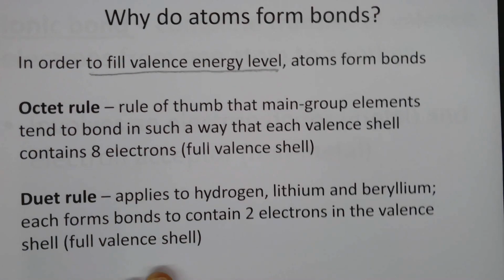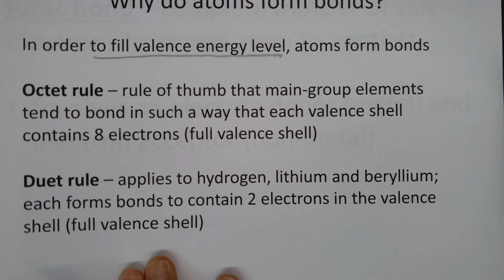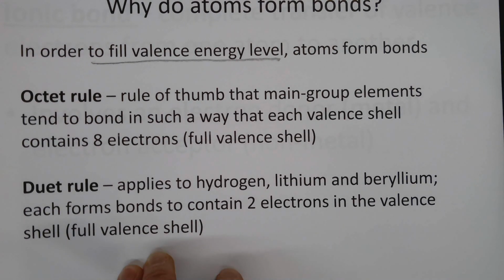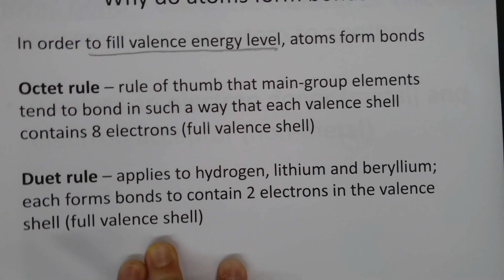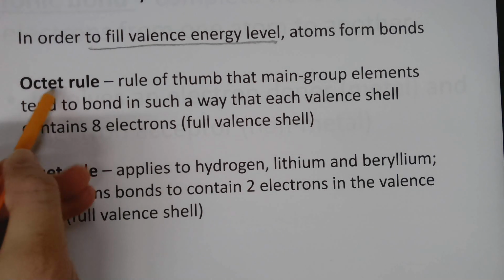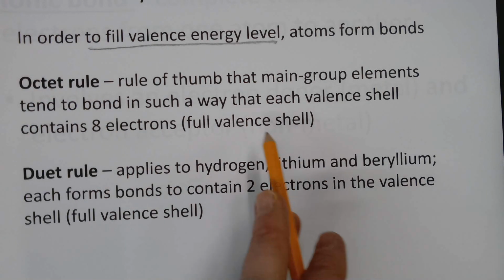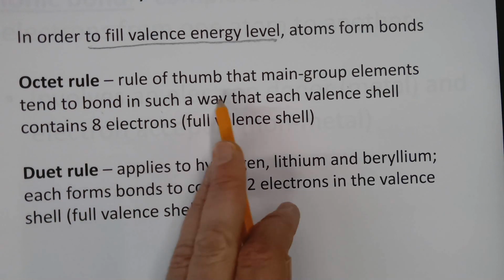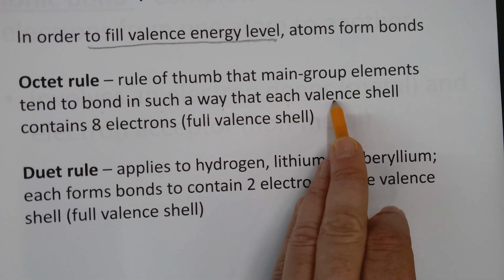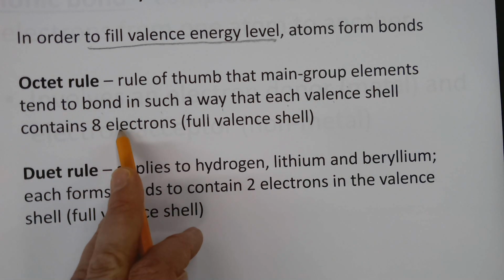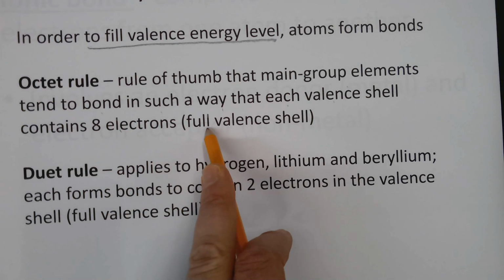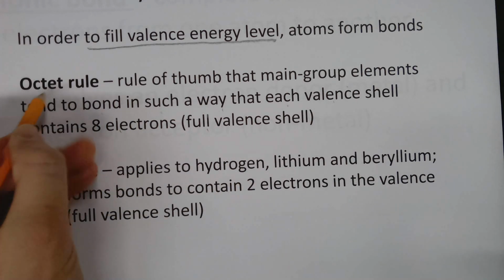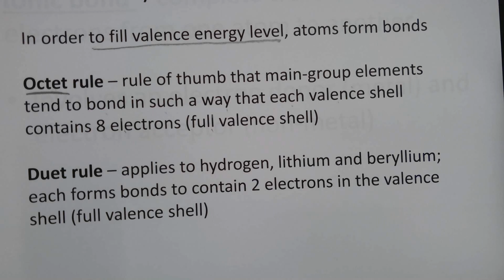And so we have a couple of rules of thumb that we use in chemistry that take this into account. So the octet rule says that main group elements tend to bond in such a way that each valence shell contains 8 electrons. So that would give them a full valence shell. Octet is the prefix for 8.